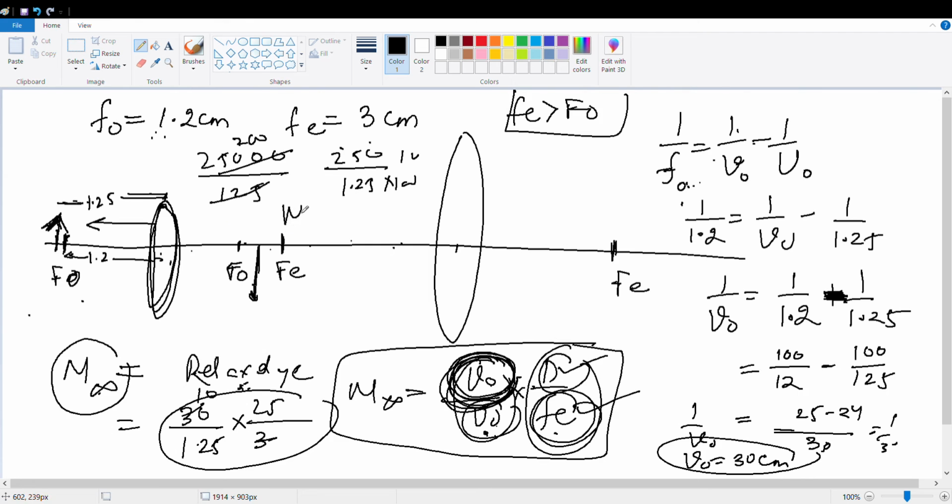So the magnifying power is 200. Understood? Clear, all of you? So we have completed the microscope.